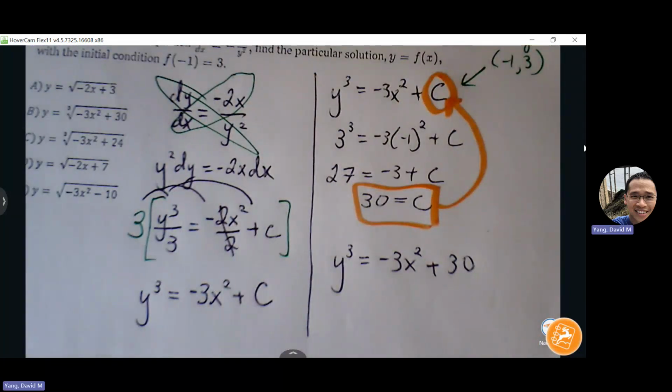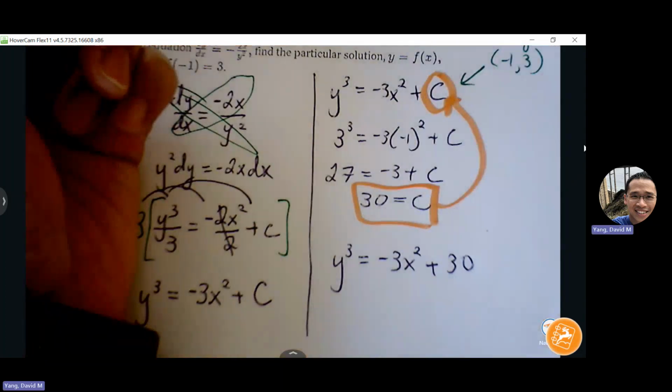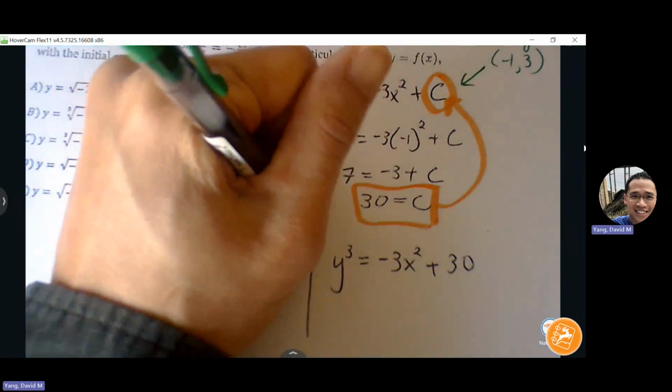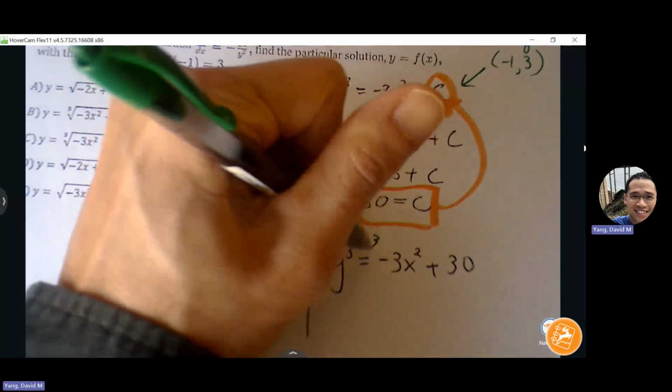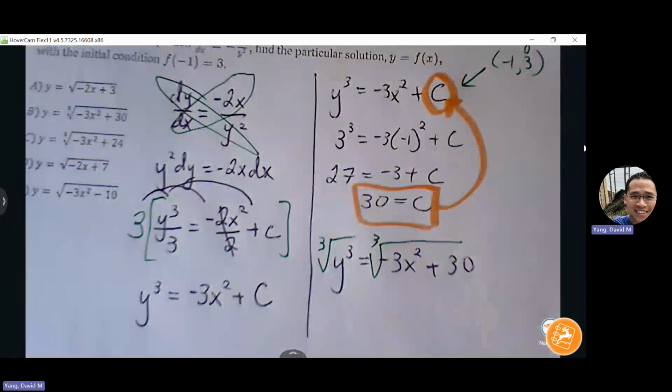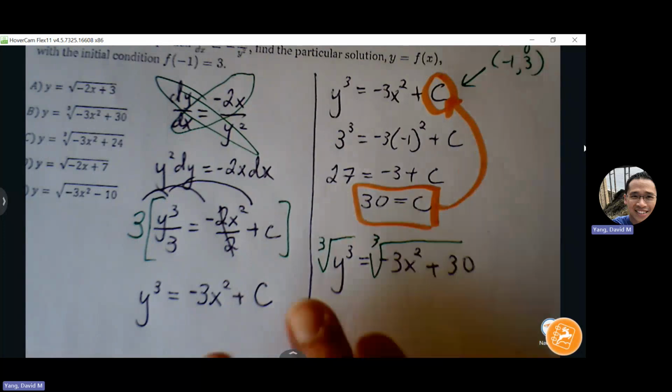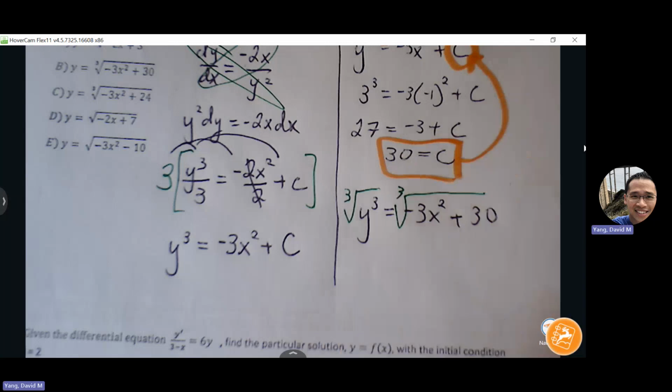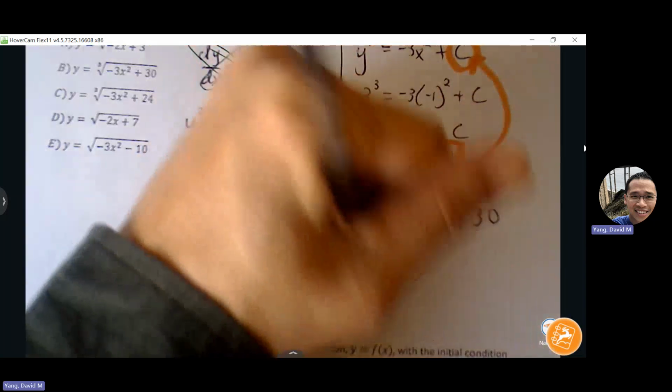And finally, we can do what? Take the cube root. Now, when we do the cube root, does plus or minus show up on the right side? No, just even roots, right? If it's square root, fourth root, sixth root, then yes. But if it's odd roots, you just leave it alone. There's no plus or minus.